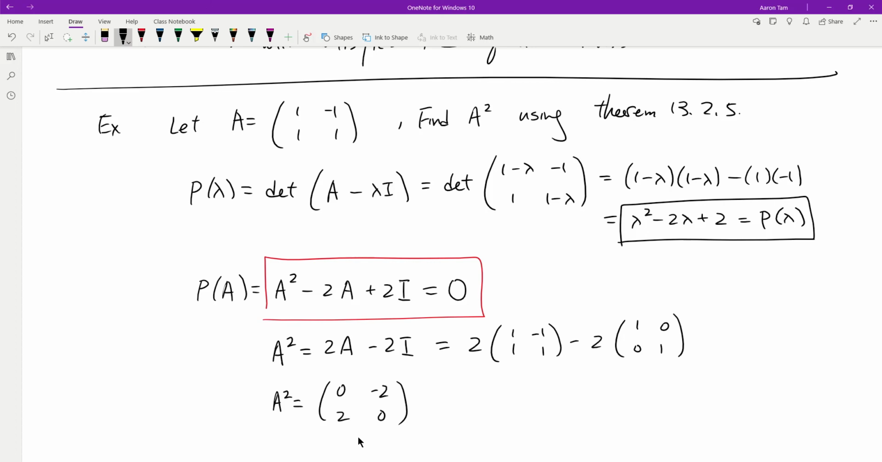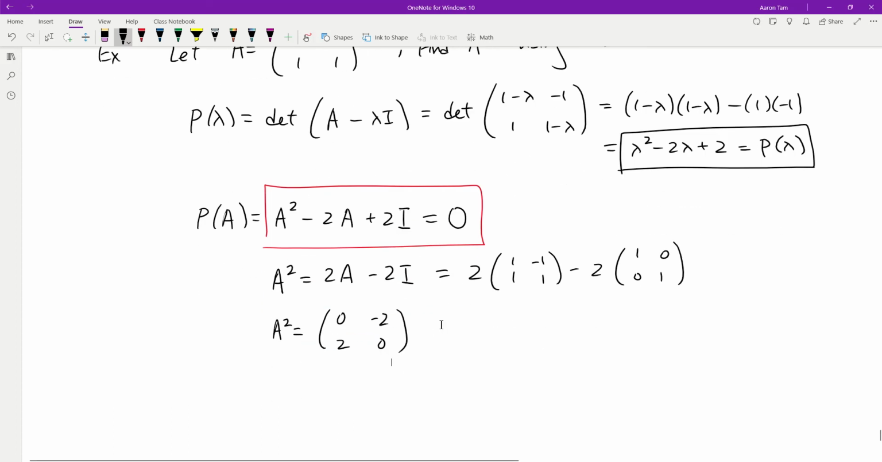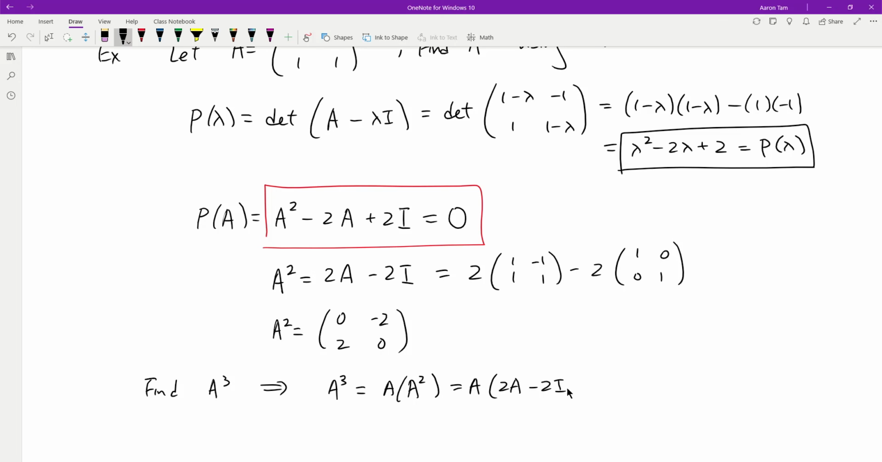Now, the interesting thing about it is that I can actually use this to recursively find higher powers of A. What if now I want to find A to the third? Well, yes, I know I can just take A times A squared, but how about we do this? Well, A to the third is, technically speaking, A times A squared, and we know A squared is 2A minus 2I.